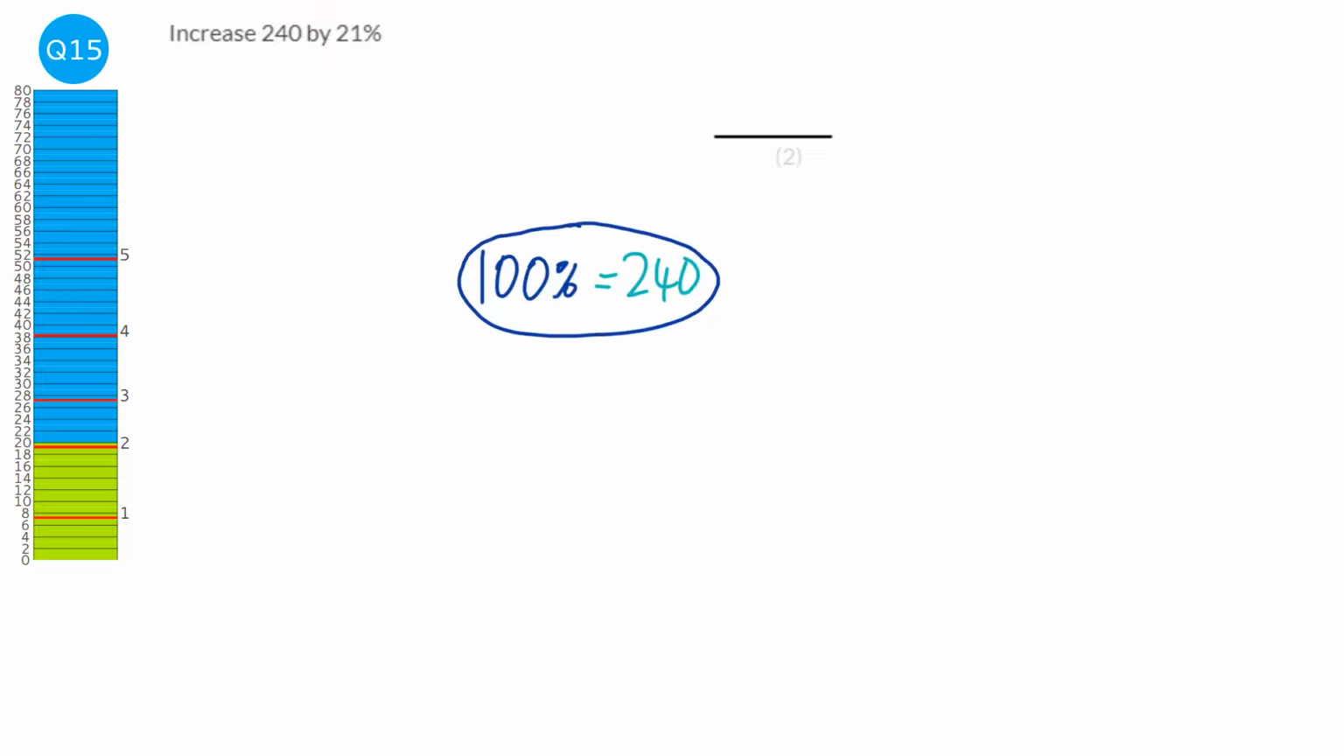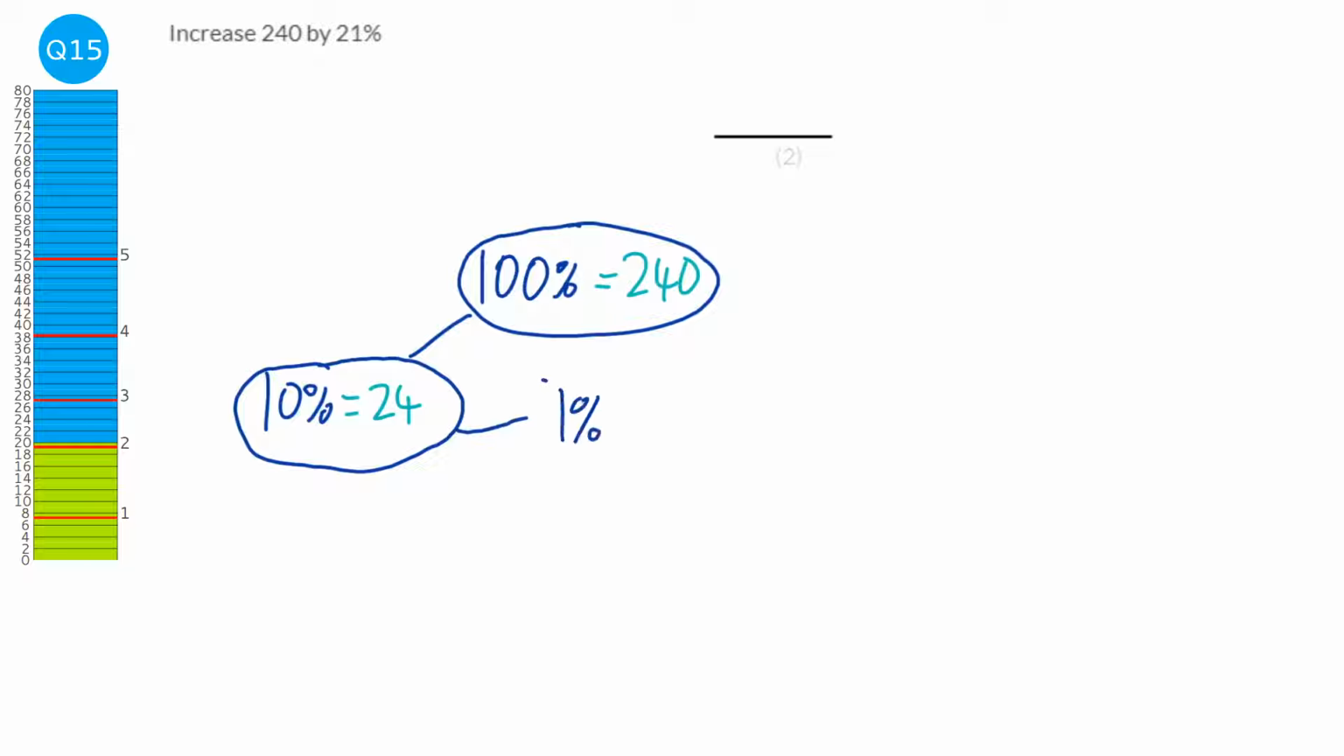And a nice easy one to start off with is 10%. And we're trying to get to 21%, so 10% is always a good one to start with. So we divide by 10, which would be 24. And because we're trying to get to 21%, we'll need to find out what 1% is. And 1%, we just divide the 10% by 10 again, so it would be 2.4.